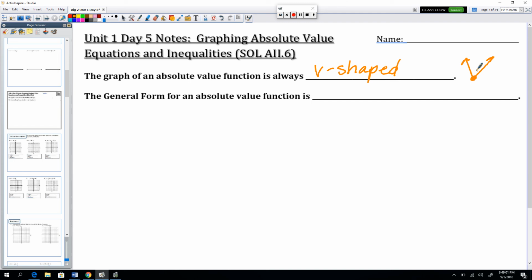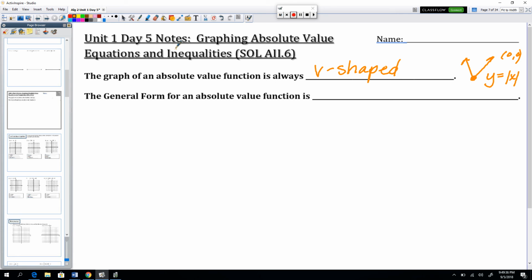And the master unshifted version of the absolute value function is y equals absolute value of x. We typically call that a parent function. The parent function of the absolute value looks like this: y equals absolute value of x. And the parent function, the unshifted function of the absolute value graph, has a vertex at 0, 0. Okay, so if you were to graph y equals absolute value of x, it would be centered at 0, 0.